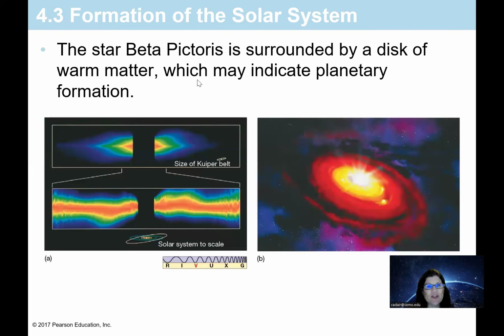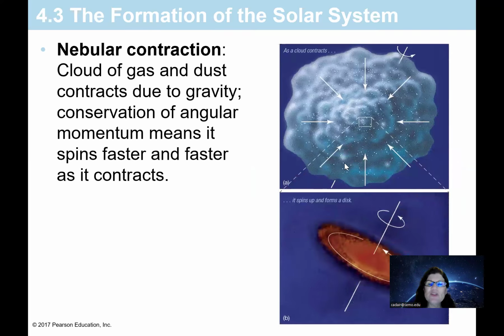So here is the star Beta Pictoris, and it's surrounded by a disk of warm matter, which may indicate planetary formation. So we were able to take sort of this picture. This is visible light. I think this is a drawing, actually, although we do actually have a photograph of an exoplanet, which I thought was really cool. So what happens when we make planets and stuff?